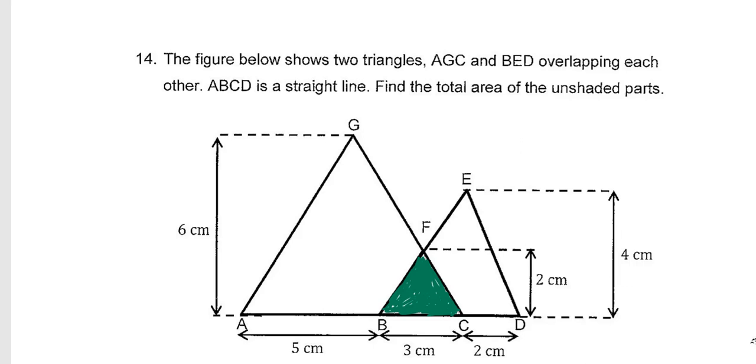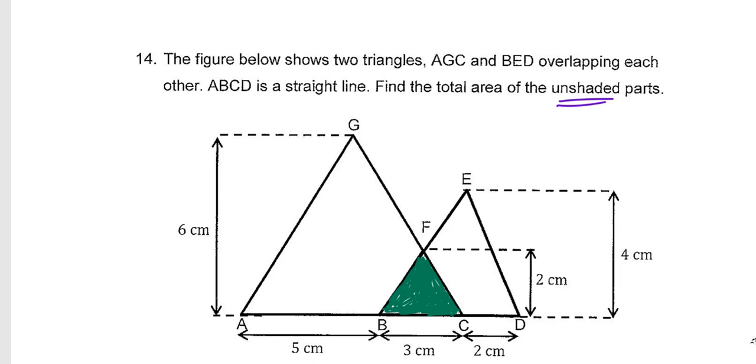Okay, we are at question 14. Question 14 talks about area of triangles. So you're supposed to find area of the unshaded part. That means the white part. There are certain questions which have shaded but want you to find unshaded.